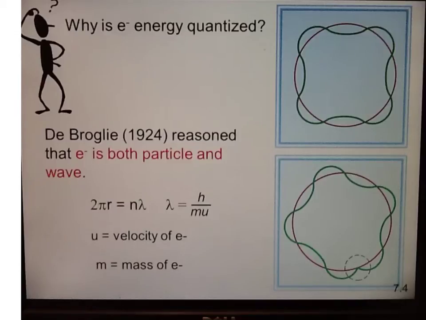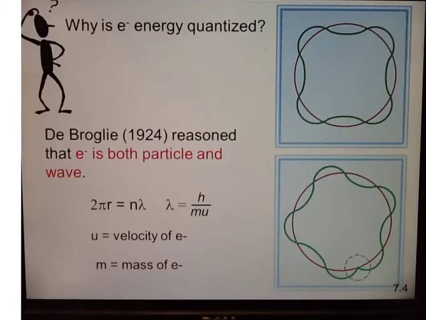Okay, this is a video on section 7.4, the dual nature of the electron. As you know, in the last video you looked at Bohr's theory about the electron in the hydrogen atom. Physicists were mystified and intrigued by Bohr's theory. They wondered, why would the electron in the hydrogen atom have energy which is quantized? Or, rephrasing the question, why would the electron in a hydrogen atom only be at fixed distances from the nucleus?